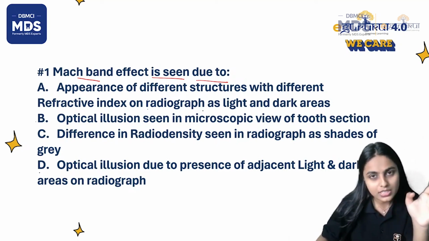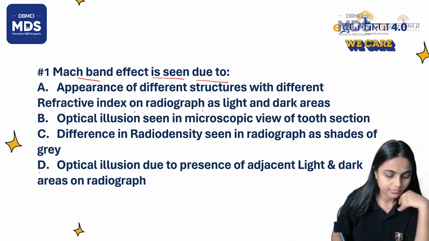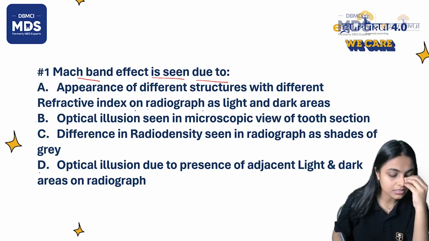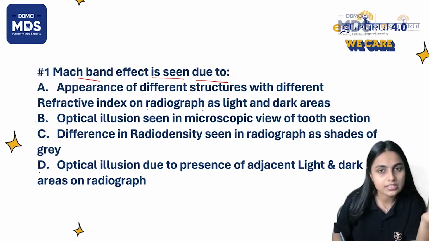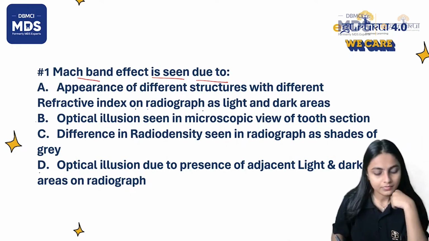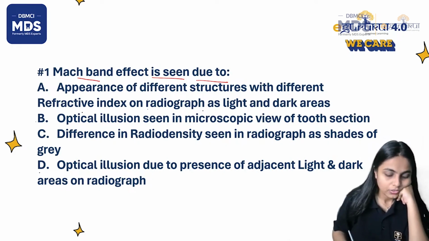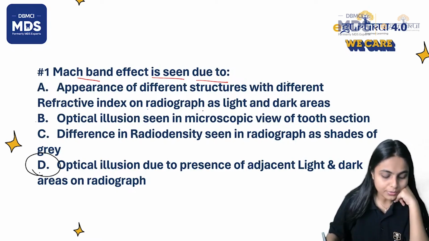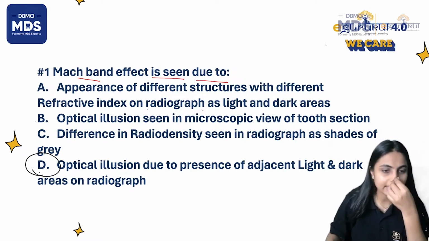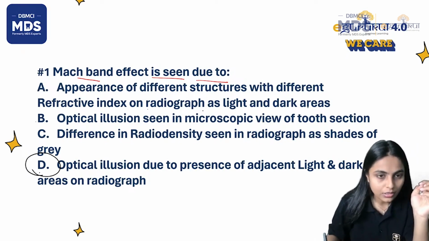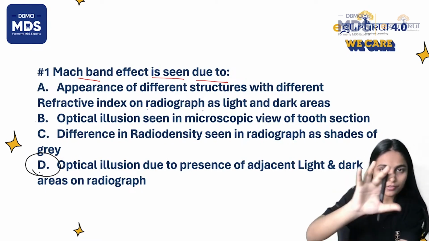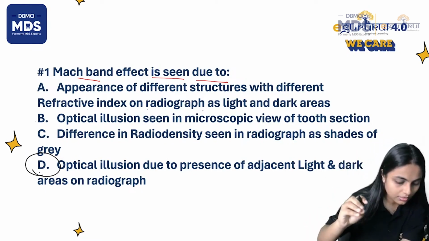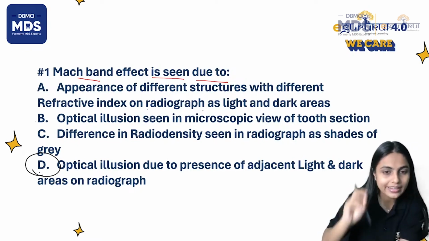Can you just answer this question and just guess? While you guess the answer, I'm going to explain it to you, even if you are not able to answer. No answers? All right. So, Mach band effect is an optical illusion due to presence of adjacent light and dark areas on the radiograph. Now, I'll give you an example. Answer D is the correct answer.